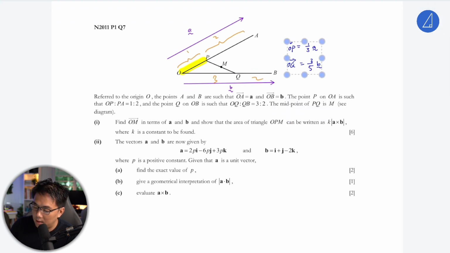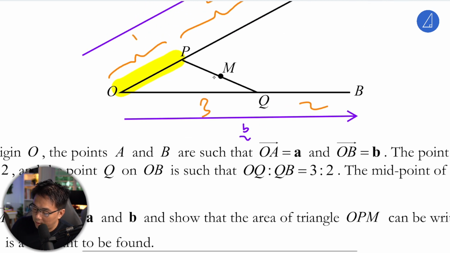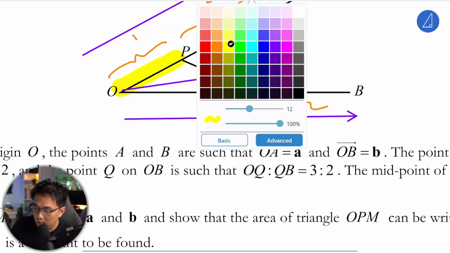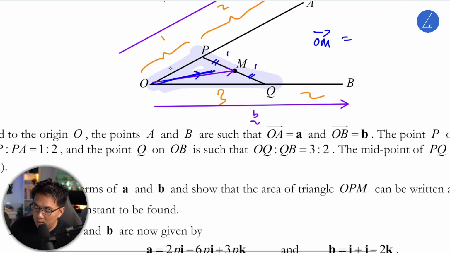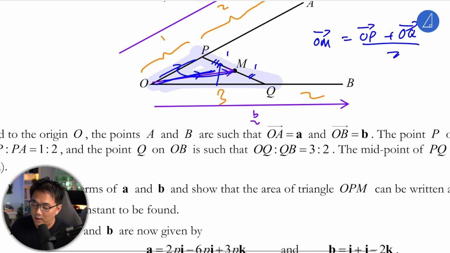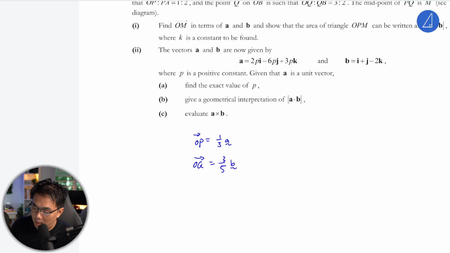Now the next thing we need to do is find OM. By the ratio theorem, you look carefully at this small triangle here. The middle guy, OM, will be equal to, because this is the midpoint, 1 to 1, OP plus OQ, then add up the sum. Actually, for a midpoint, I just divide by 2. So we write down OM. This is part 1.